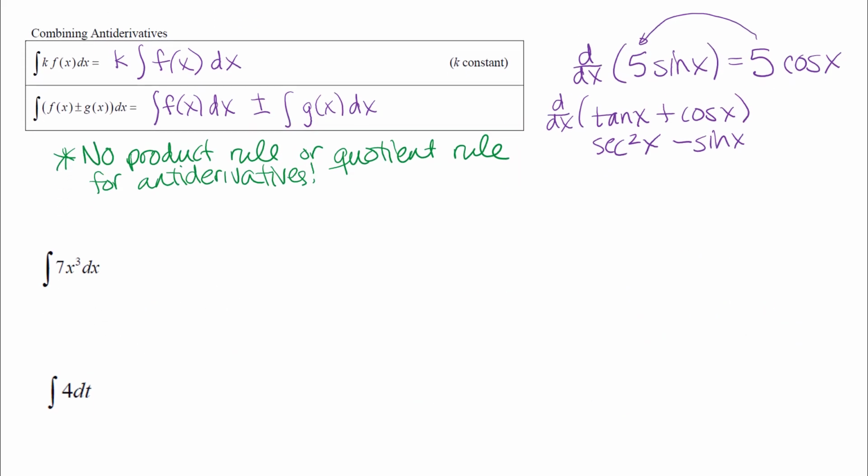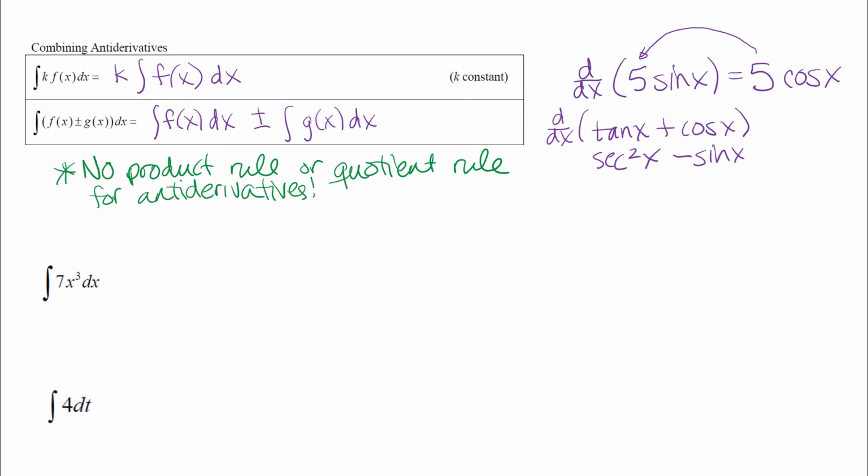All right, so we have two examples here of just basic functions that we want to find the antiderivative of. For this first one, I might notice that I have this constant 7. And I can pull that constant out front. I'm using my property with the constants. It's up here in the table that we just filled in. So I can bring that constant out front of the integral sign. And so this is going to be 7 times the antiderivative of x cubed dx.